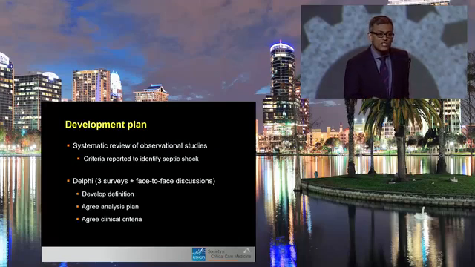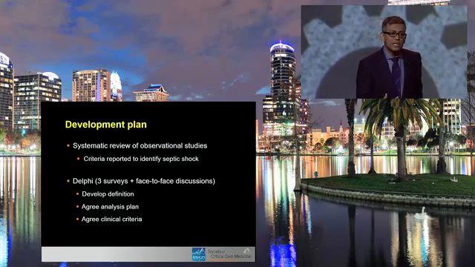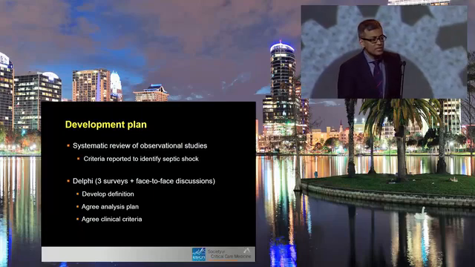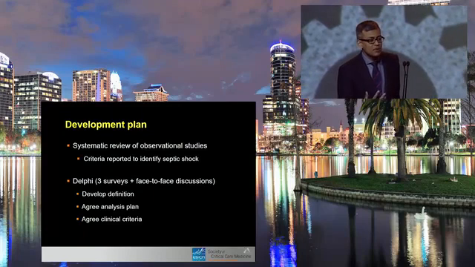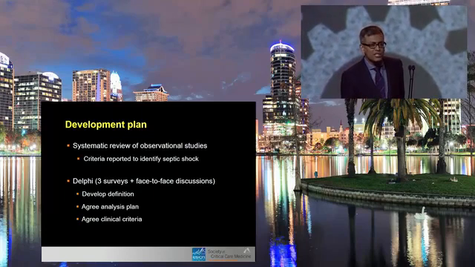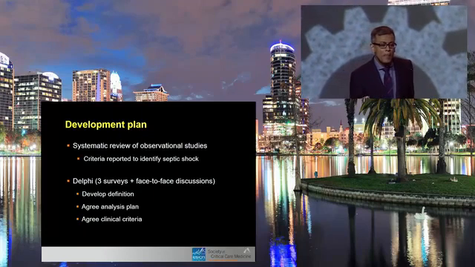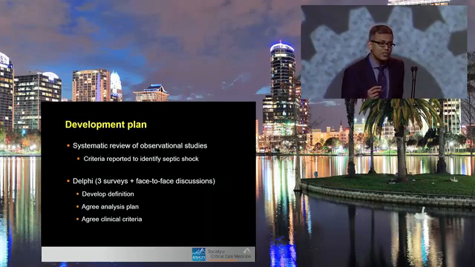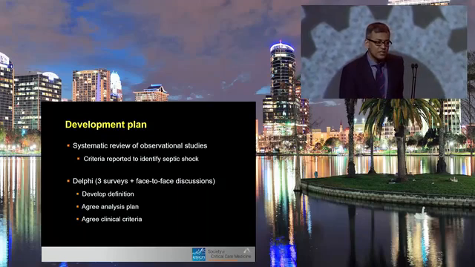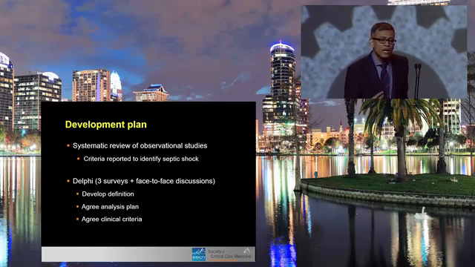The second method, which is probably the core of all the activity, is a Delphi process. The Delphi process involved 3 surveys within the task force members. The surveys were informed by the systematic review and the cohort studies, which I'm going to describe to you in a moment. And the goal here was to develop a definition, agree an analysis plan for the definition that we're going to put forward, and then agree the clinical criteria based on the analyses.